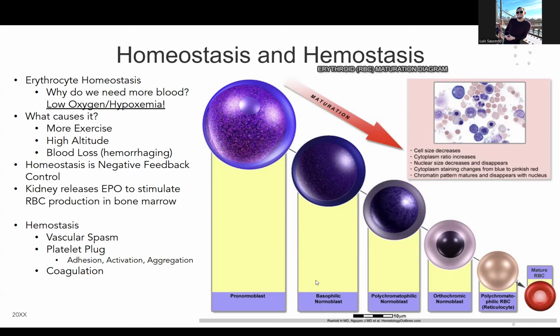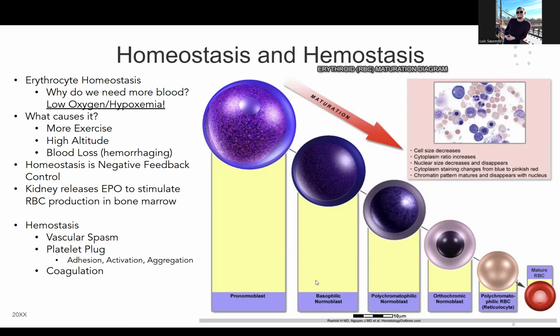Because of that, you have low oxygen, or hypoxemia, in your cells. They do not have enough oxygen for you to be doing your crazy hikes or walks or runs, whatever. So this triggers a process of developing new red blood cells. Things that could cause you to develop new red blood cells, like I mentioned, include more exercise. That's usually the biggest one.